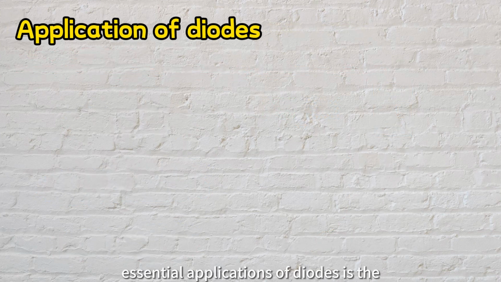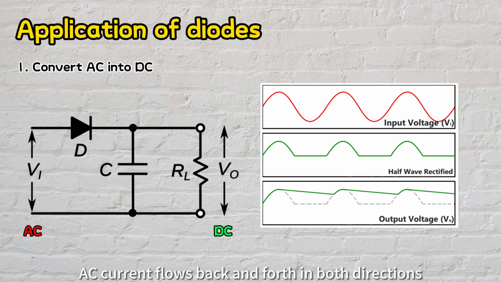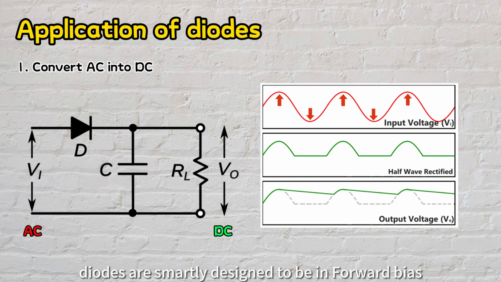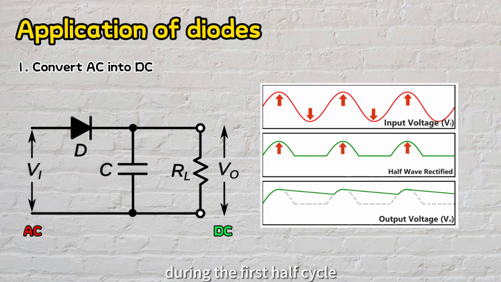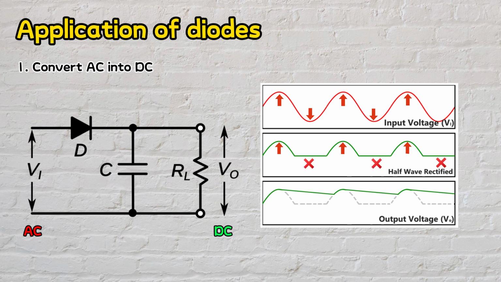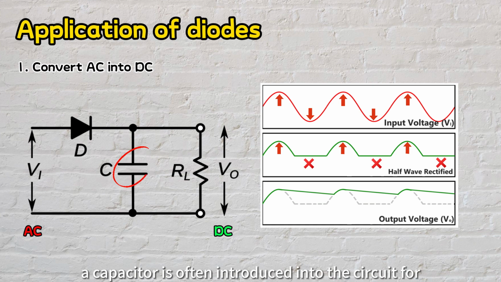One of the common and essential applications of diodes is the conversion of AC waveforms into DC. AC current flows back and forth in both directions. But as we mentioned earlier, diodes are smartly designed to be in forward bias during the first half cycle, allowing current to pass through while blocking the second half cycle in reverse bias. As a result, the output becomes unidirectional. To achieve a more consistent DC output, a capacitor is often introduced into the circuit for smoothing.